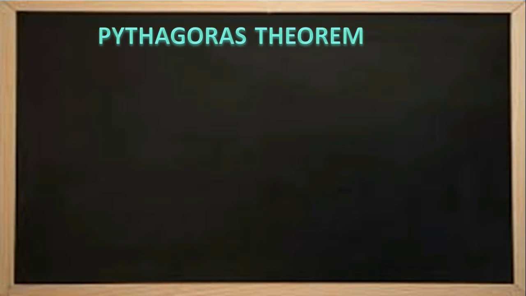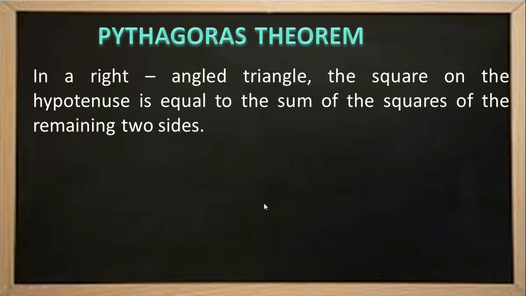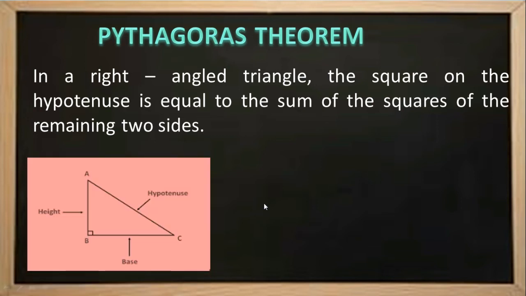Now let us move on to the Pythagoras theorem, which is a concept related to the right angled triangle. Pythagoras theorem says that in a right angle triangle, the square on the hypotenuse is equal to the sum of the squares of the remaining two sides. So the Pythagoras theorem can be applied if and only if we have a right angle triangle. That is the first point to be noted down.